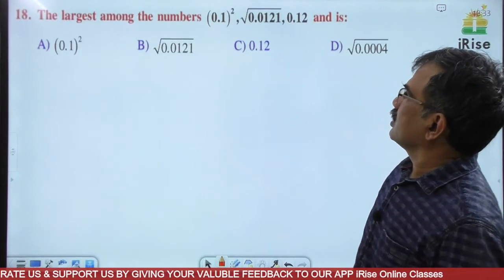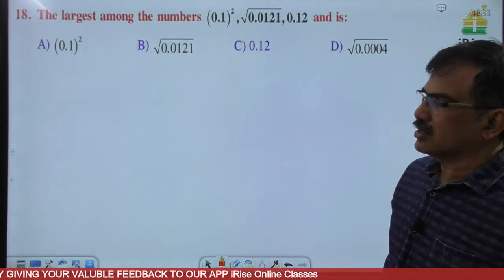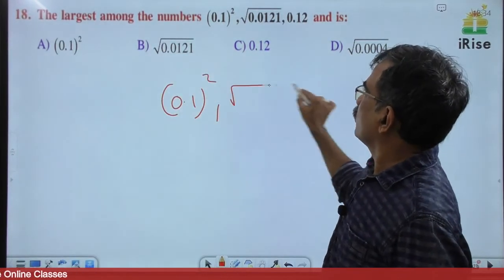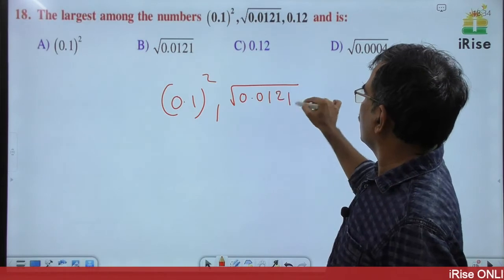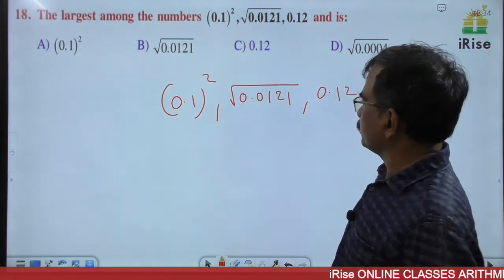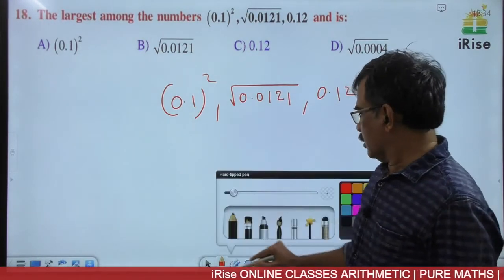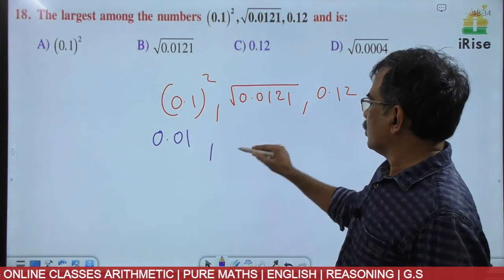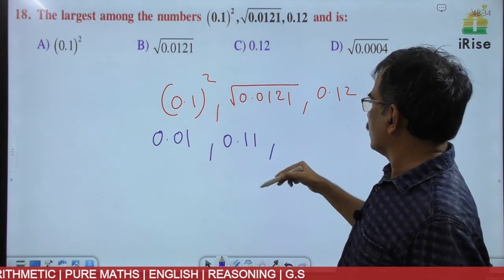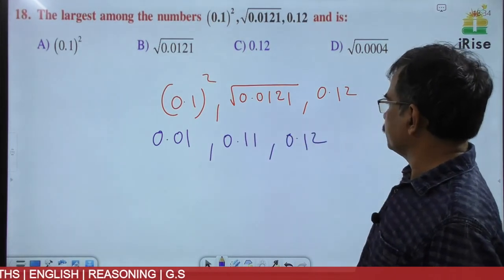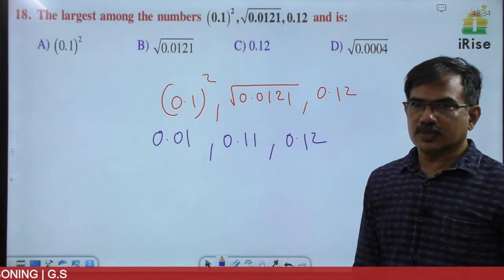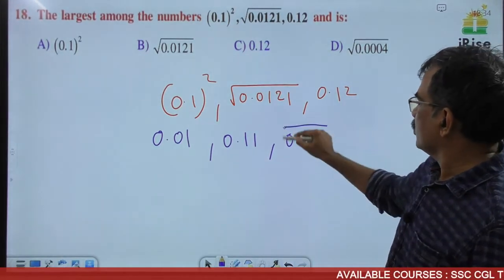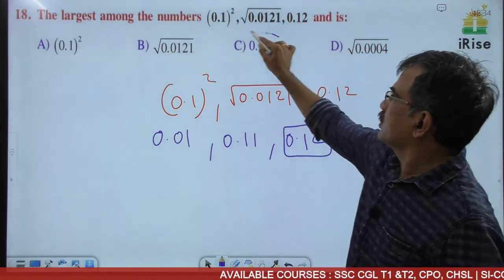The largest among these numbers, actually it's a very simple question. (0.1) whole square, square root of 0.0121, and 0.12. Here (0.1) whole square is 0.01. The square root of 0.0121 is nothing but 0.11. This is 0.12. Among all these, which one is more? The largest is nothing but 0.12. So the answer is this one.